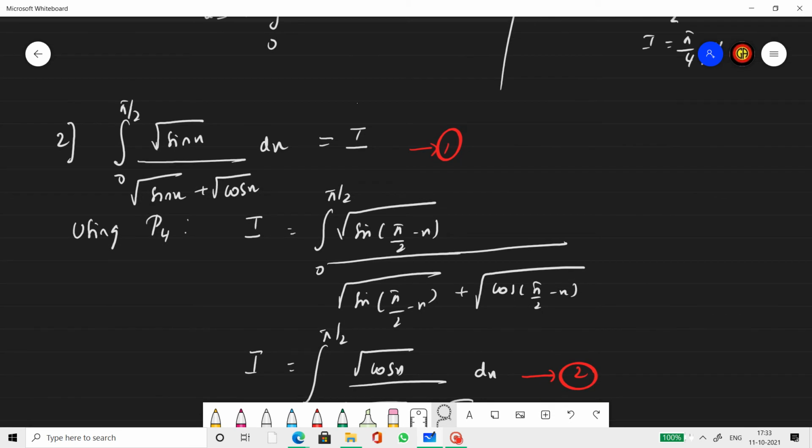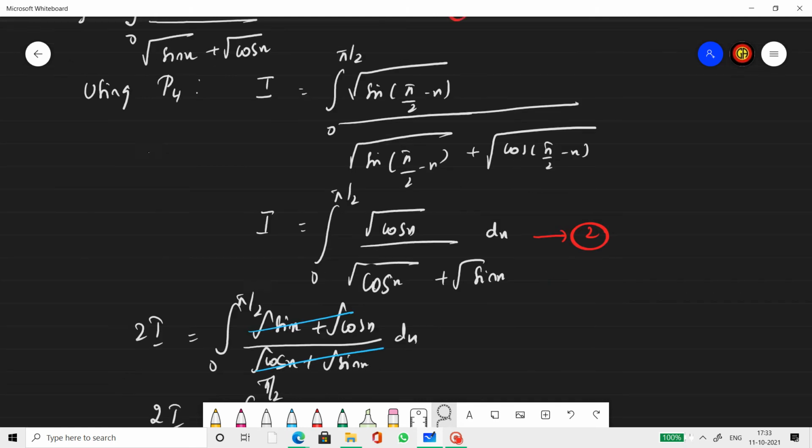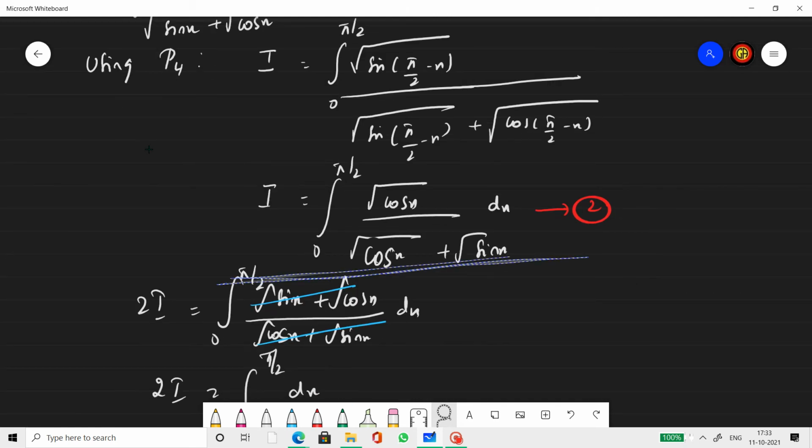integrating from 0 to pi by 2, root sin x by root sin x plus root cos x. Again, consider the given question as I. Use property 4. All the x terms will become a minus x here, a being pi by 2, so this will become pi by 2 minus x. Everywhere, wherever there is x, all will become pi by 2 minus x. And sine of 90 minus theta is cos theta. Cos of 90 minus theta is sine theta. So all sines will become cos and all coses will become sine. So this is what we get after using the property.